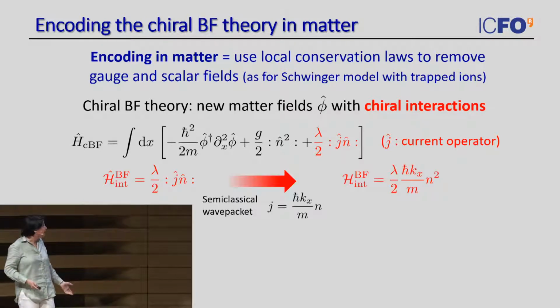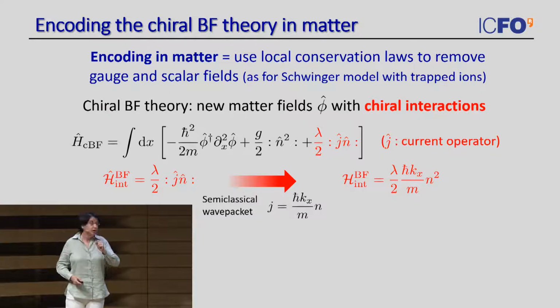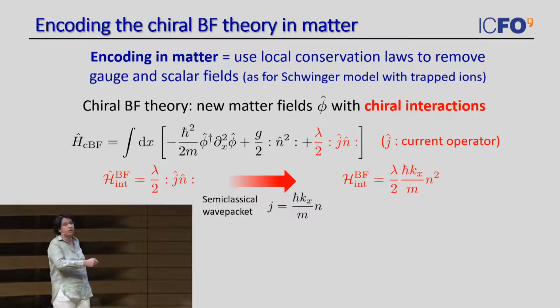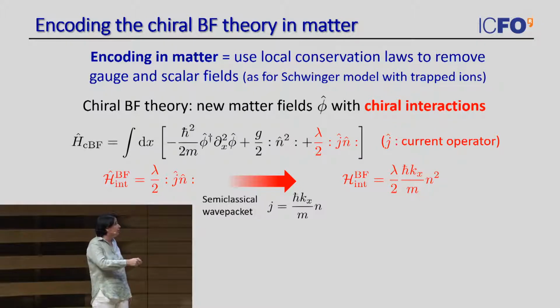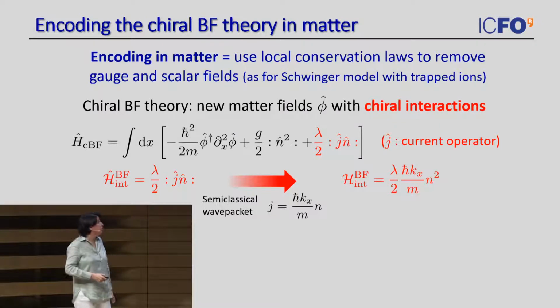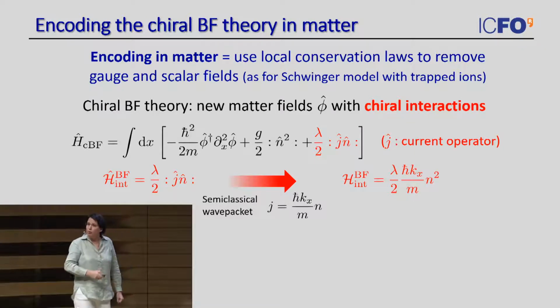So why is that? Because if you think of a semi-classical matter wave packet, you know that the current operator is nothing else than the velocity of the wave packet times the density, so ħk over m times density. Now if you replace this in the expression at the semi-classical level, what you get is an interaction term that scales with density squared, so these are just contact interactions, but now we have an interaction strength that depends on the center of mass momentum of the wave packet.